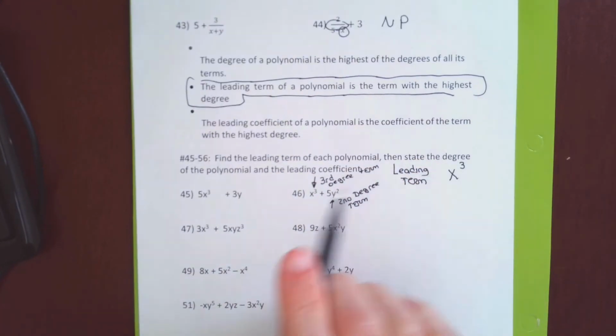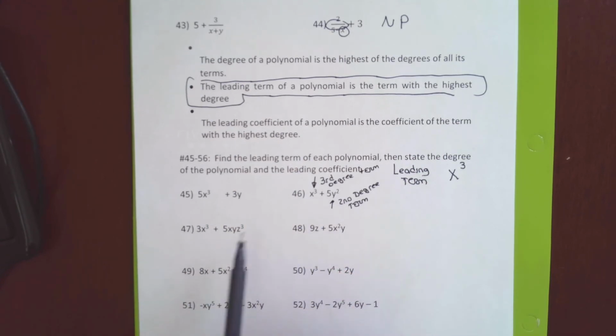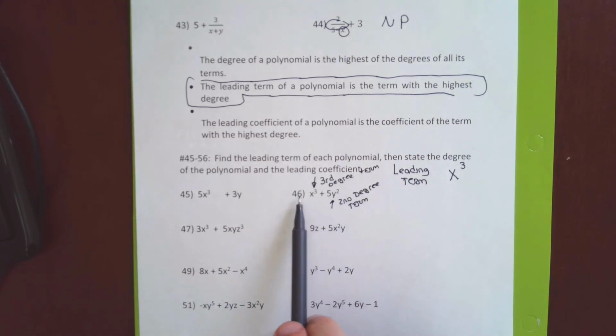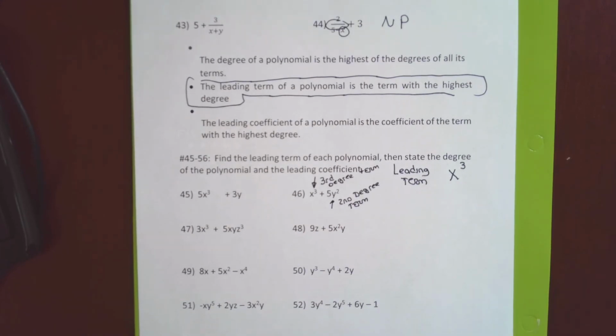And the first thing I was asked to do is to identify the leading term of the polynomial in problem 46. So I looked at the two terms, found the degree of each. It doesn't matter which term is written first, second, third, or fourth. The leading term is the term with the highest exponent.